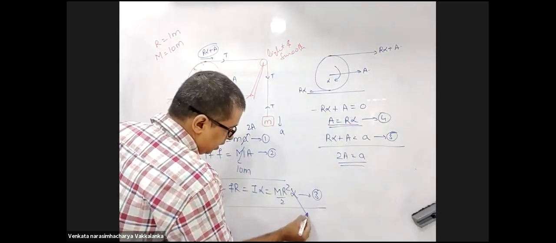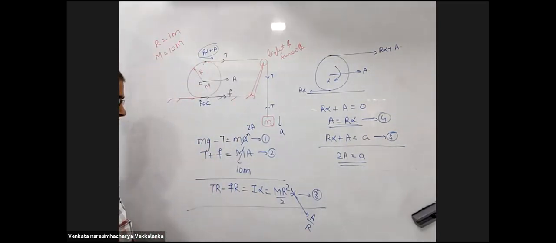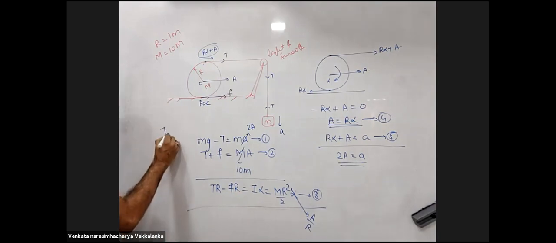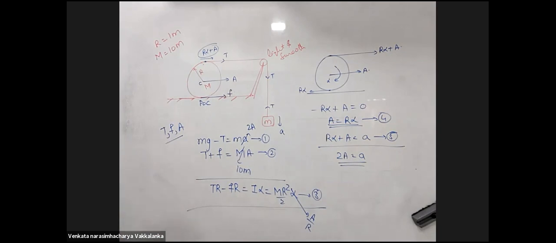Alpha is A by R. 3 equations and 3 variables. T is one variable, F is one variable, A is one variable, capital A. Eliminate T and F, you should be getting capital A. Should not be difficult for you. Once you get capital A and T, you can calculate friction here. All 3 variables you can calculate. Tension is the only thing they didn't ask.